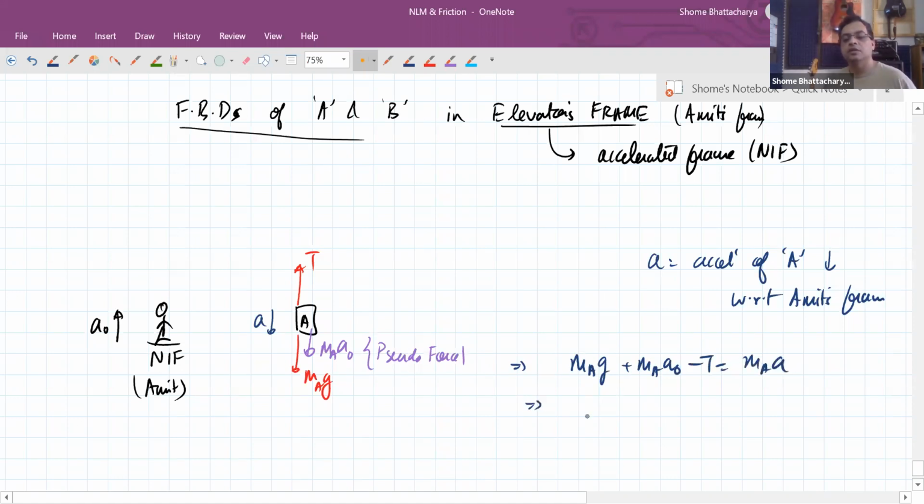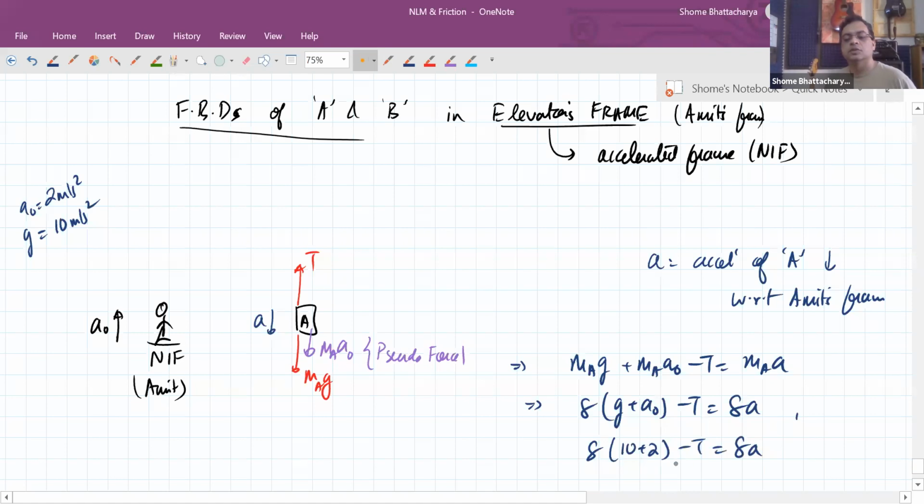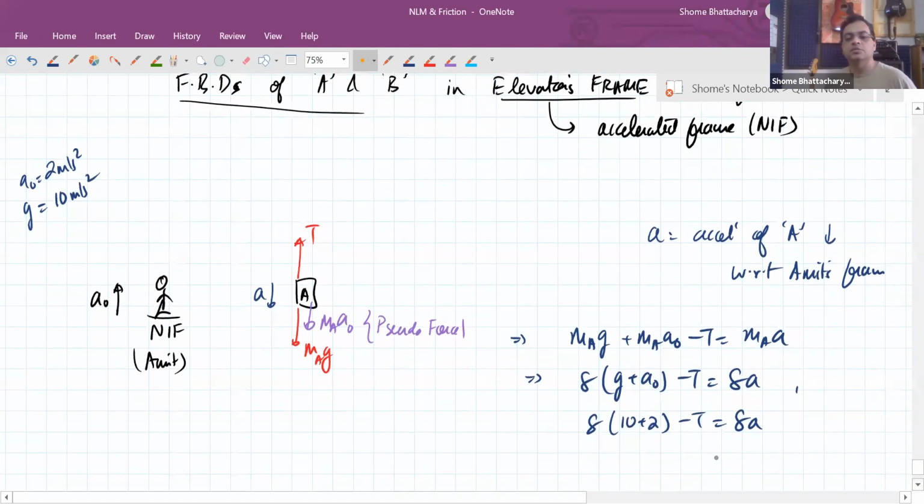So we have 8 into (g plus A naught) minus T is equal to 8a, and we are taking A naught as 2 meters per second square and g as 10 meters per second square. So our equation is becoming like this. This is our first equation.